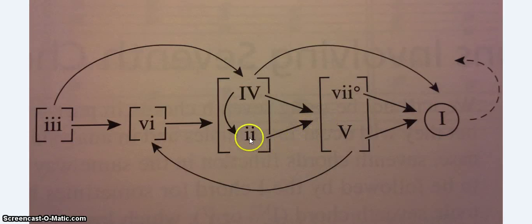Before that, you have the 2. The 2 can go to either the 7 or the 5. That's why it's going to the bracketed off box. Not really much more to say about that. The 4 can do the same thing, but it can also go to the 2, or it can go to the 1. Now, frequently when it goes to the 1, this is used as a tag.